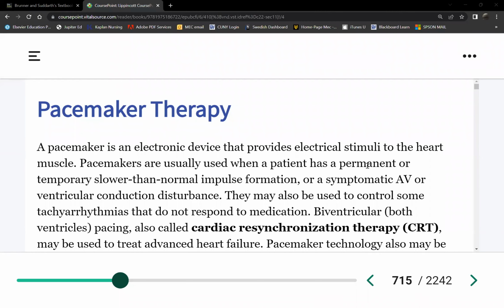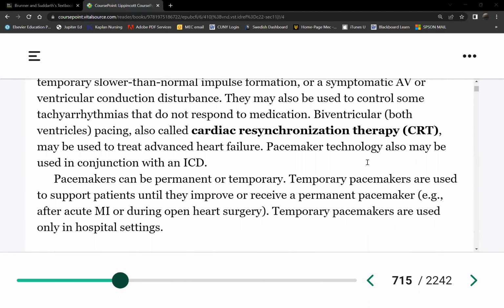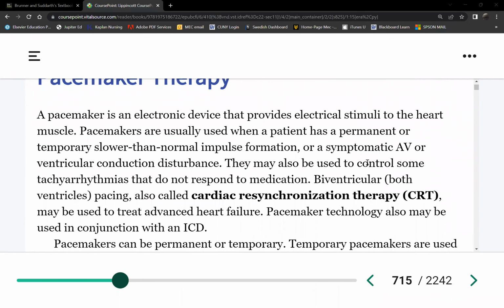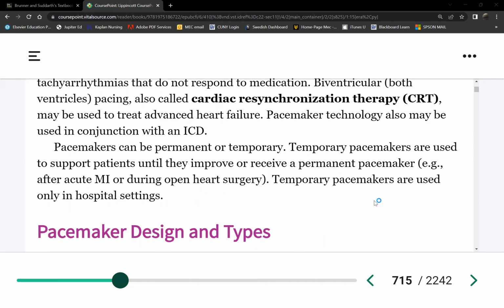So we have looked at a few indications for pacemaker therapy. One of which was the heart blocks. And I mentioned also sick sinus syndrome last week after damage from catheter ablation therapy. Okay. So another name for pacemaker therapy is also called cardiac resynchronization therapy, CRT.